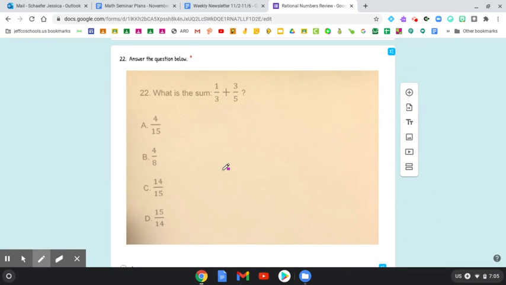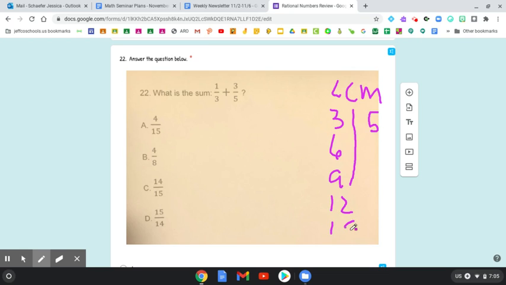On 22, you're going to find the sum. Sum means the answer to an addition. So I have 2 fractions. I'm going to do an LCM. I have 3 and 5, excuse me. So I'm going to do my LCM, 3, 6, 9, 12, 15. And in my 5s, I have 5, 10, 15. I found my LCM, 15. It's my number showing up in both. That's going to be my denominator.